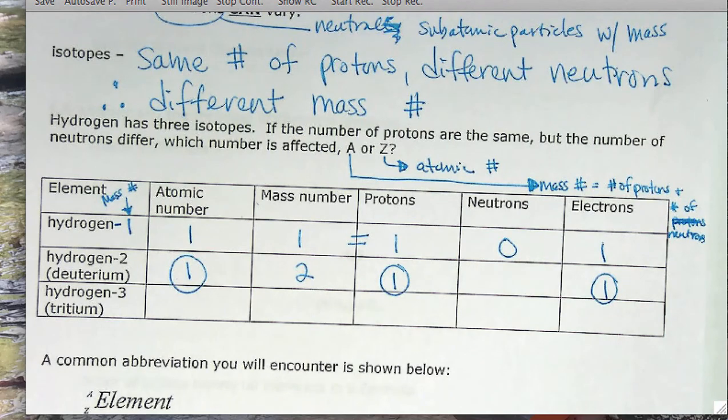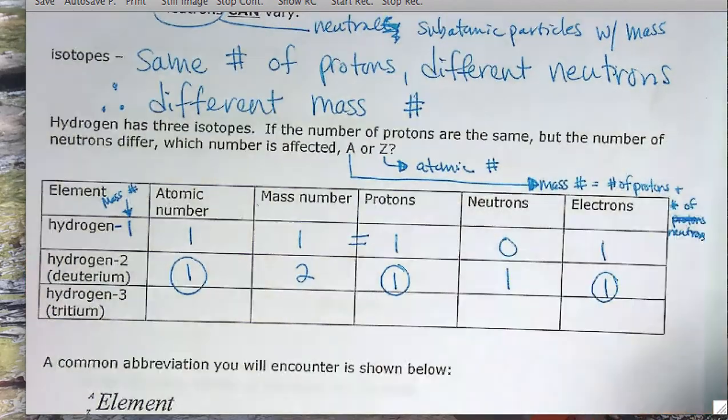Now, the mass number. How can I figure out the neutrons from the mass number? Subtract. Remember that these two numbers plus each other must equal the mass number. So what number do I need here to equal 2? 1. So it's still hydrogen. It still has 1 proton, but it has a different number of neutrons.